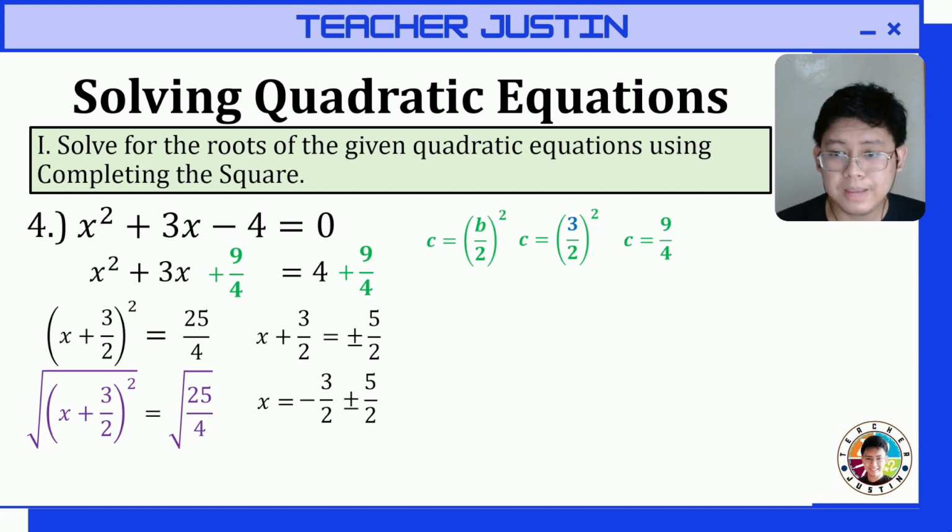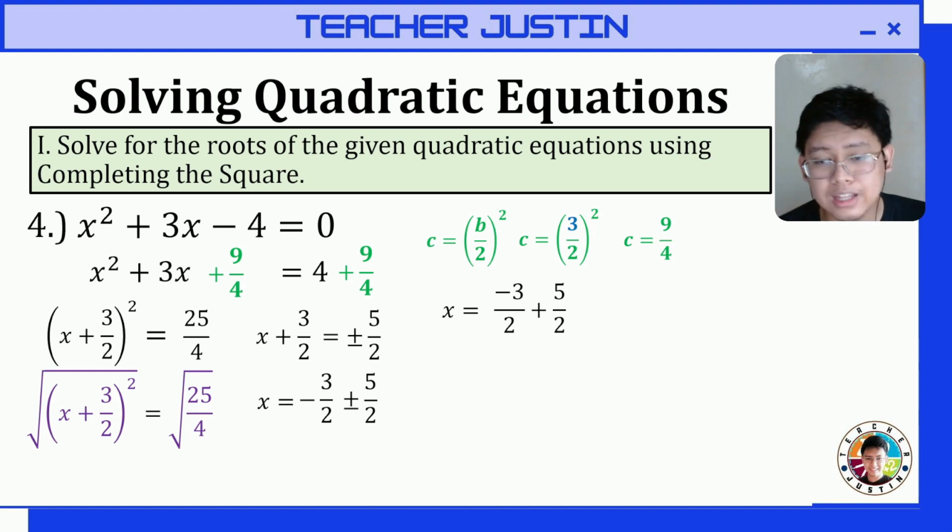Ayan. So, let's separate the operation. Meron tayong isang value of x that is equal to negative 3 over 2 plus 5 over 2. So, let's add them. Since pareho na yung denominator nila, we just copy the denominator and add the numerator. So, negative 3 plus 2, that will give us 2 over 2. Then, 2 over 2 is equal to 1.